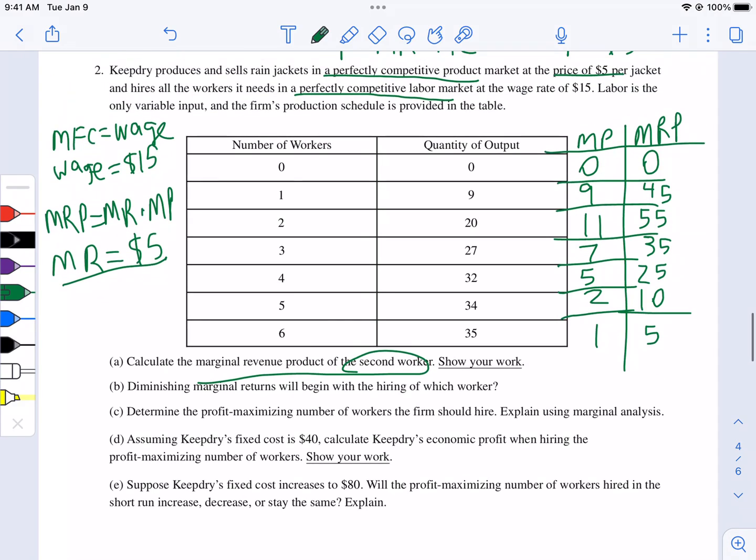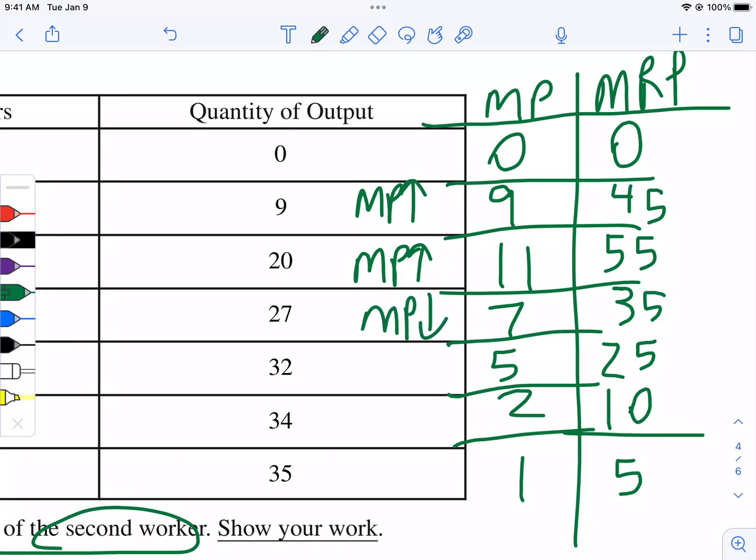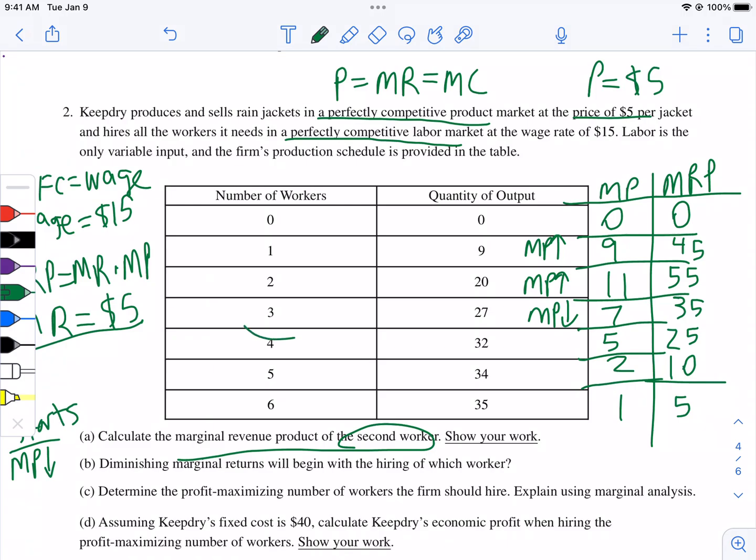Diminishing marginal returns begins with the hiring of which worker. So remember, diminishing marginal returns happens whenever the marginal product starts to decrease. All right, so we go from 0 to 9, so marginal product is going up. Then we go 9 to 11, marginal product is still going up. Then we go from 11 to 7. Uh-oh, marginal product went down. We went from 11 to 7. So the marginal product starts to decrease. And when did the marginal product start to decrease? It started when we hired the third worker.